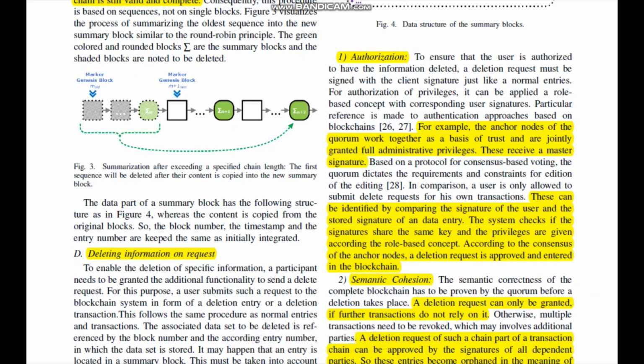The data part of the summary block has the following structure as in figure 4, whereas the content is copied from the original blocks. So the block number, timestamp and the entry number are kept the same, integrally. These three, the block number, the timestamp and the entry number, are kept the same so that there is still synchronization in the blockchain.